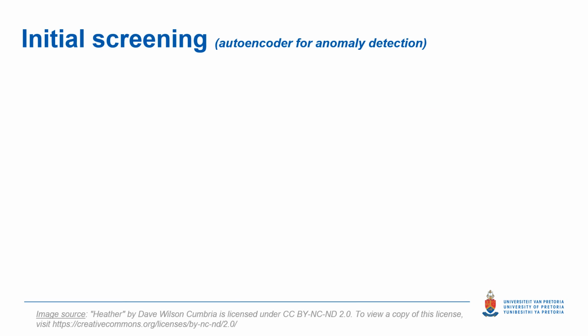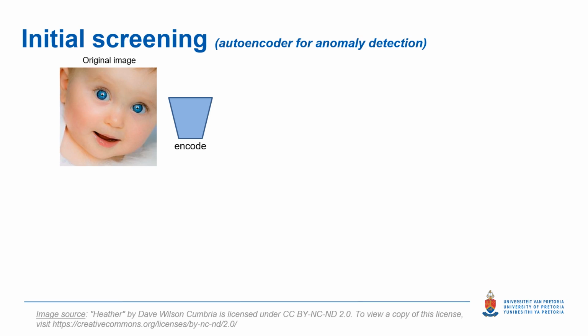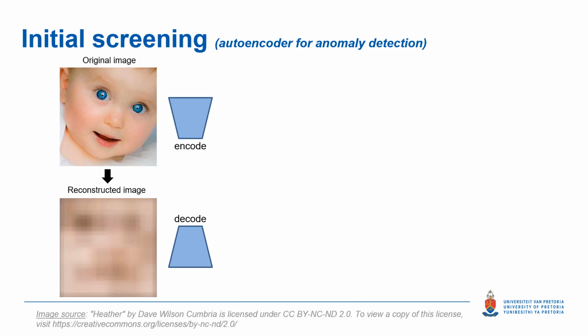The autoencoder is trained on non-syndromic images and comprises a 2-step process in which it first compresses the image and then reconstructs the image. The density distribution of the compressed images and the distribution of the reconstruction errors are 2 measures used to detect anomalies.